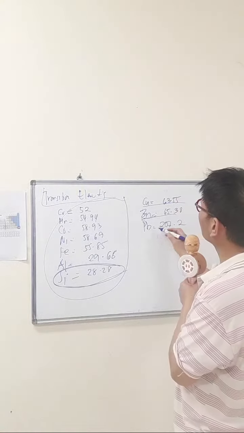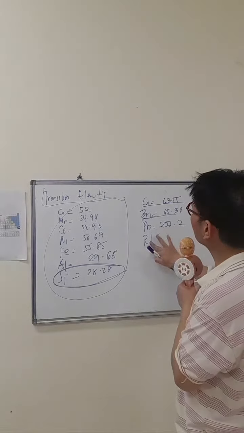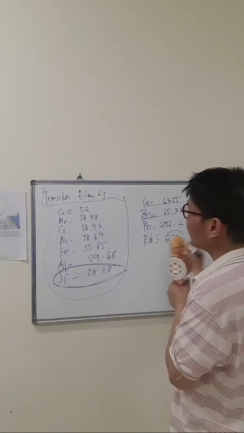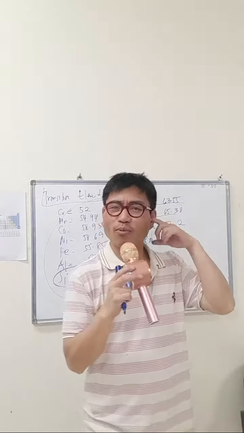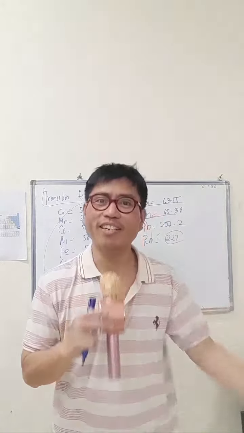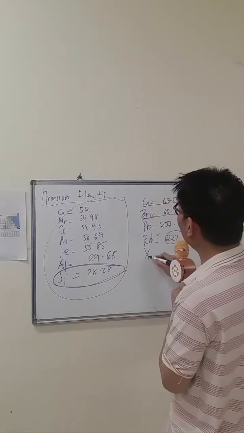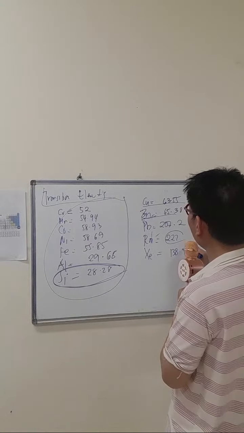And then we have radon. The radon, Rn, is 222. Oh, triple 2. I love this. It's easy to memorize, right? The atomic weight or atomic mass of radon is triple 2. We have xenon. Xe is equal to 138.3 atomic mass.